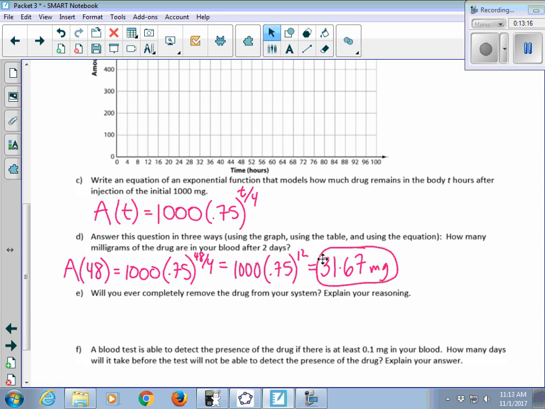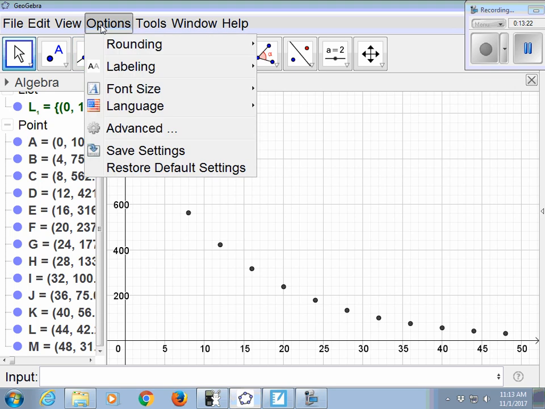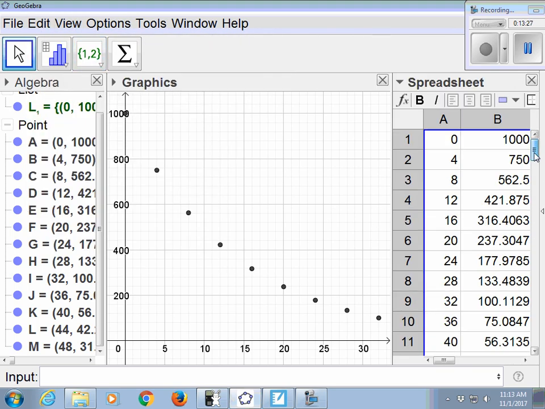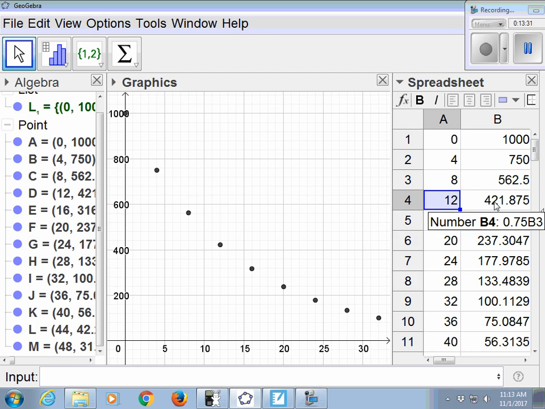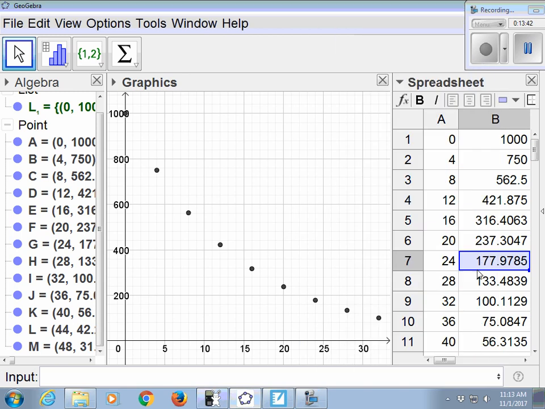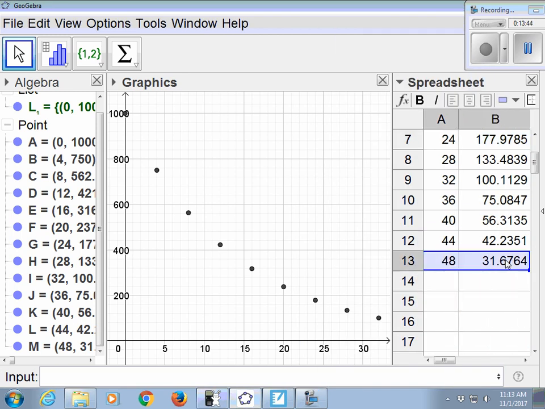Let's verify this using our table and graph in GeoGebra. So I'm going to pull back my spreadsheet view. So 48 hours is 12 units of time. Is that right? Okay. So yeah, I want to find 48 hours, 31.6764. That's what we got.